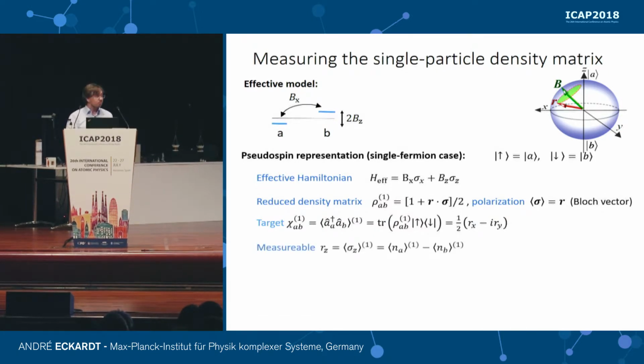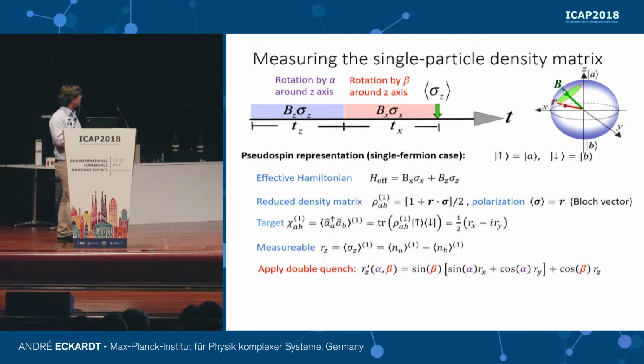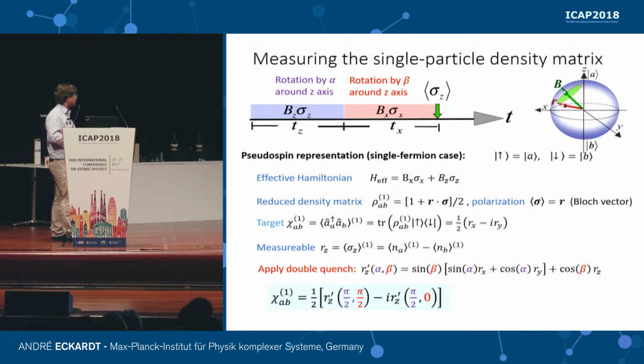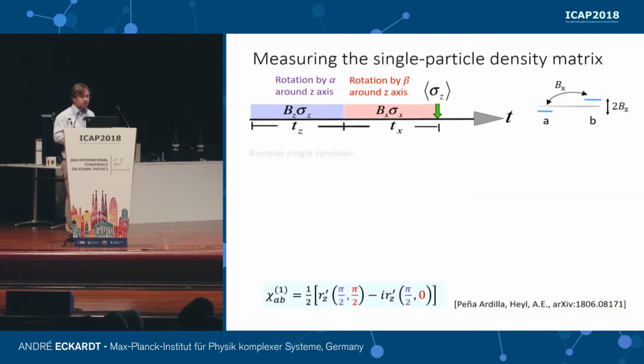And what can we measure? We can measure the z component, which is a pity. But of course, we can now use this engineered Hamiltonian to perform rotations along the z-axis and the x-axis. And in this way, after the rotation, you can get a result, the z polarization, that depends on the initial x and y polarization. And you can get your single particle density matrix in the single fermion case.